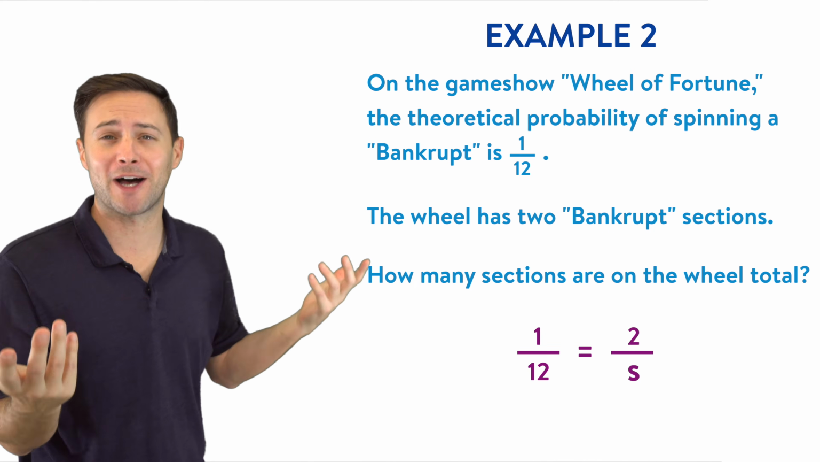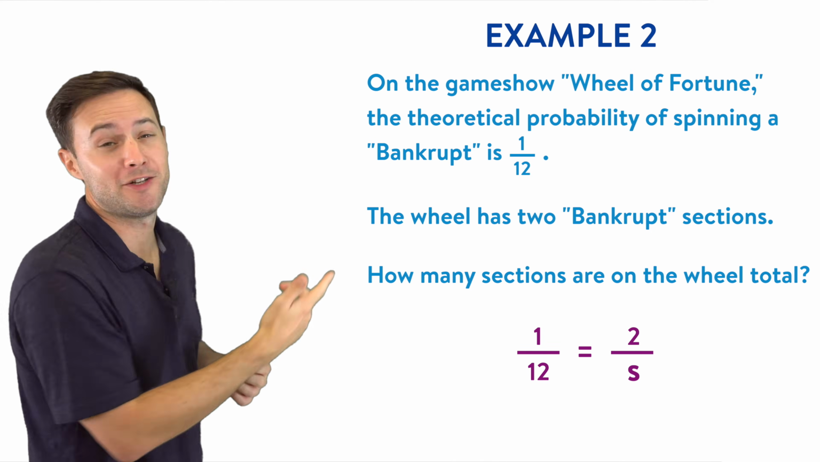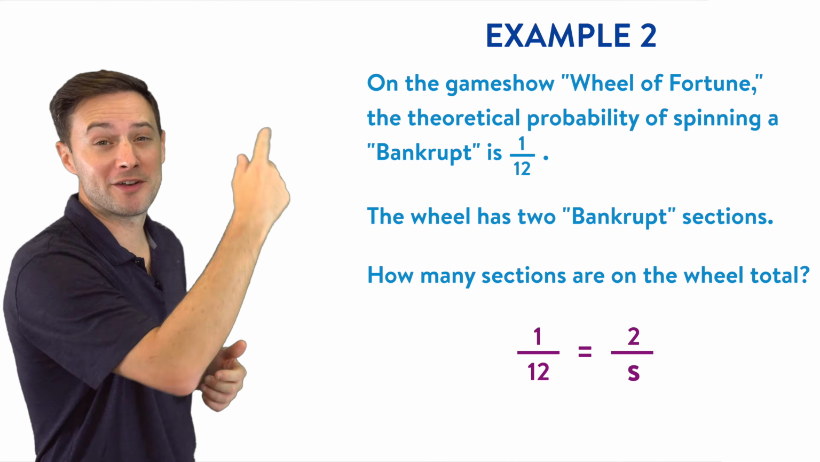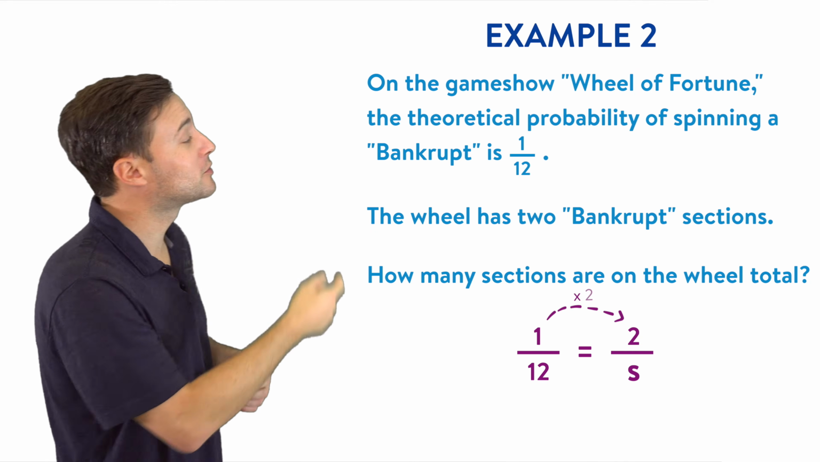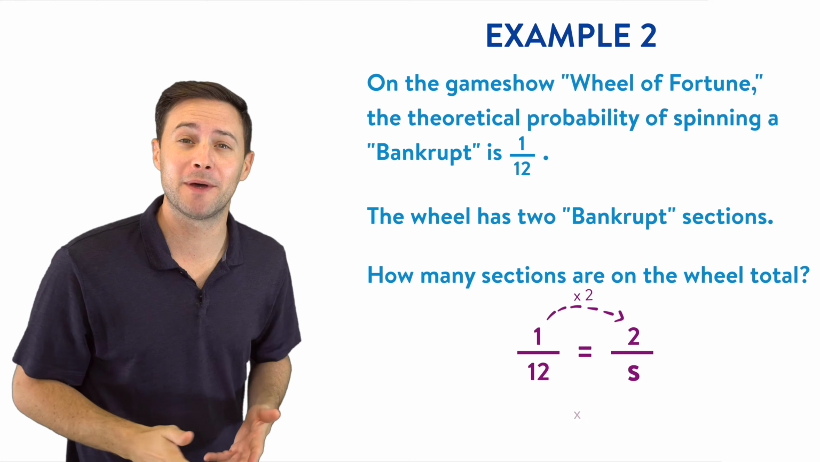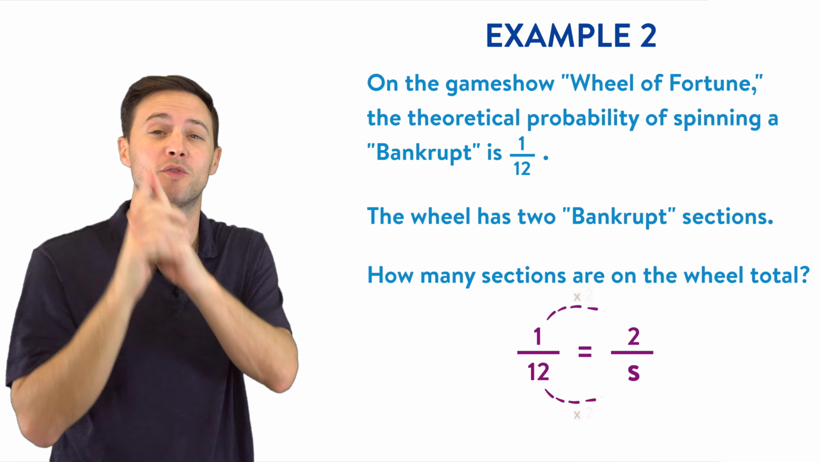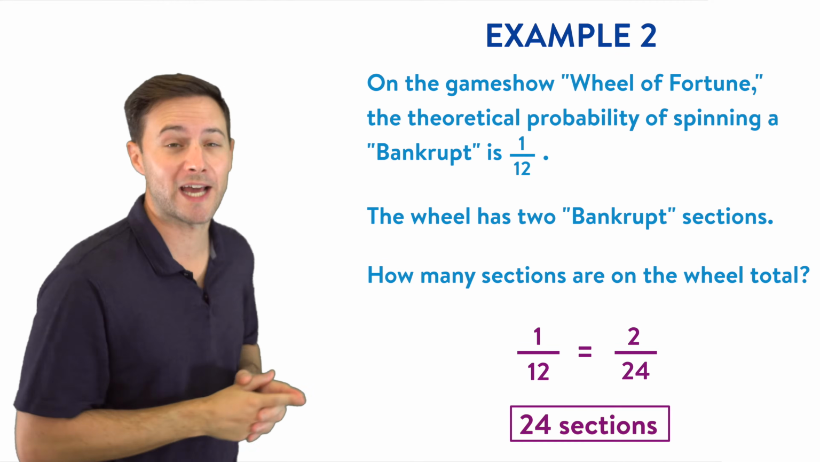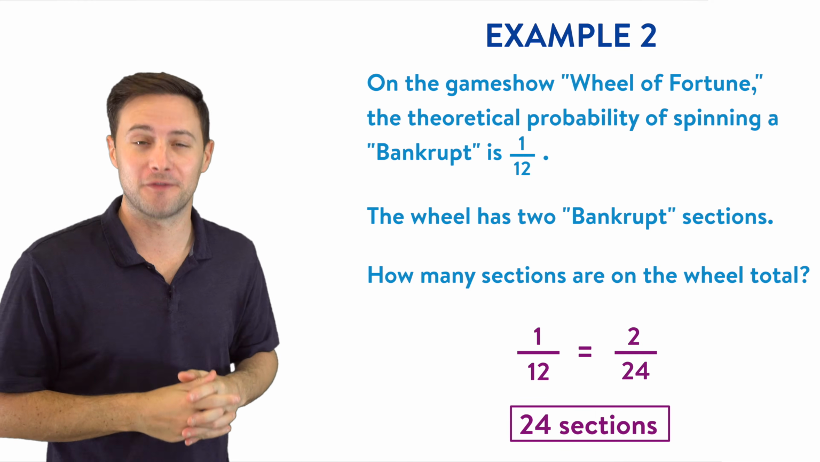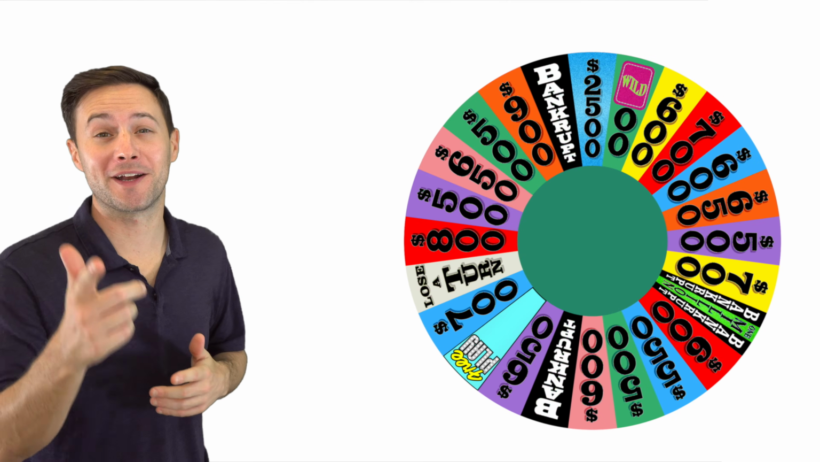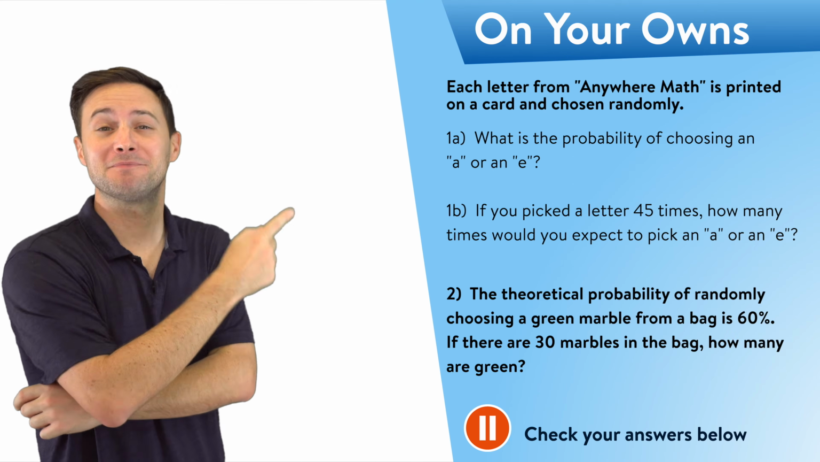Again, you could do some algebra if you want, but I'm just going to use some mental math. To get from 1 to 2, we just multiply by 2. So if I do the same to the denominator, 12 times 2 will give me 24 total sections on the Wheel of Fortune. Which is true, by the way, if you want to double check me.